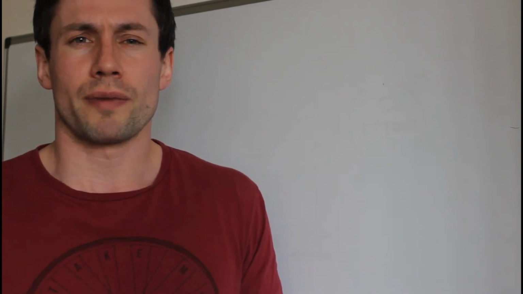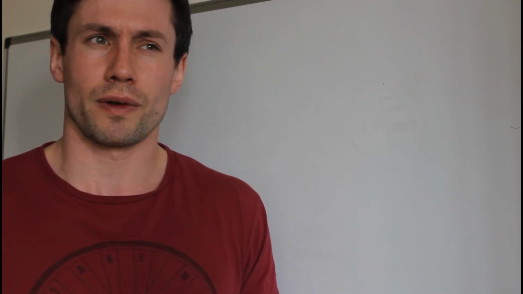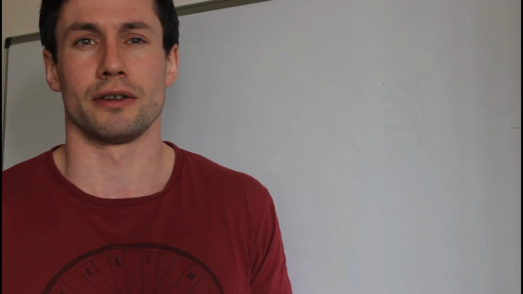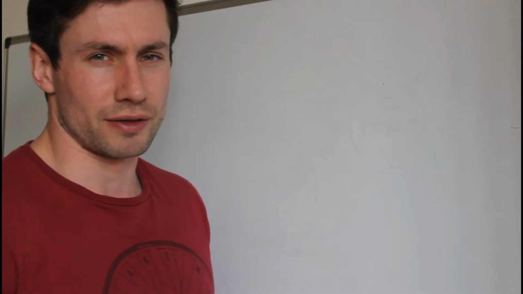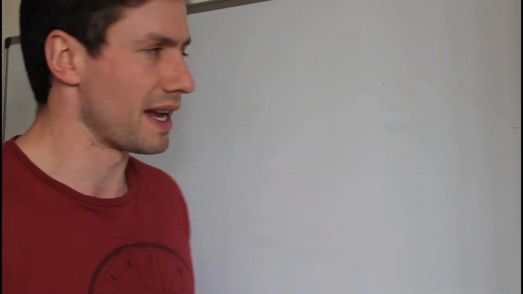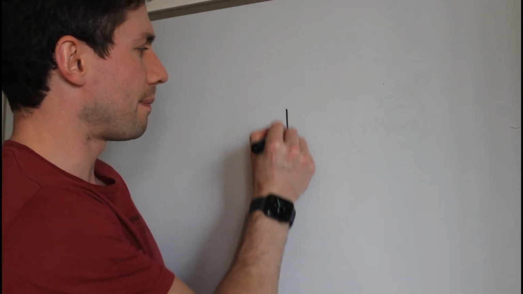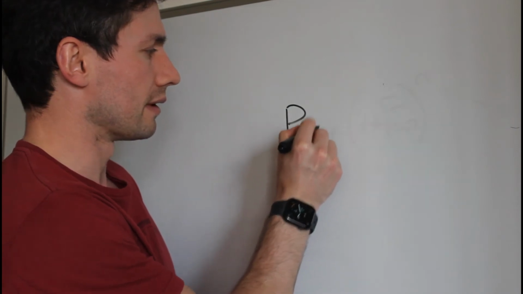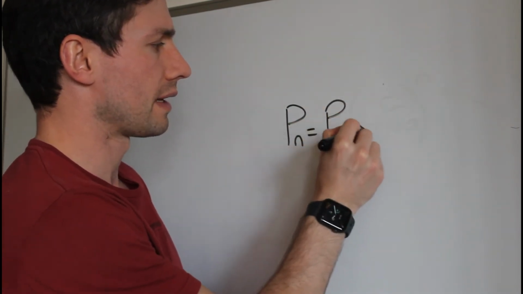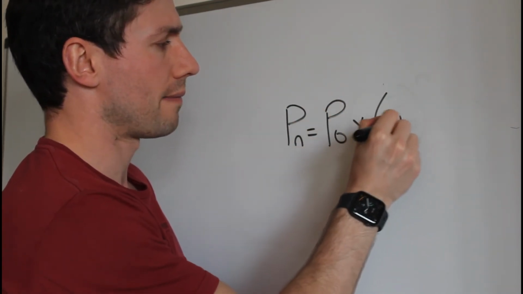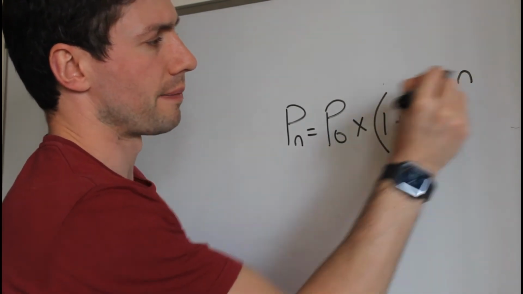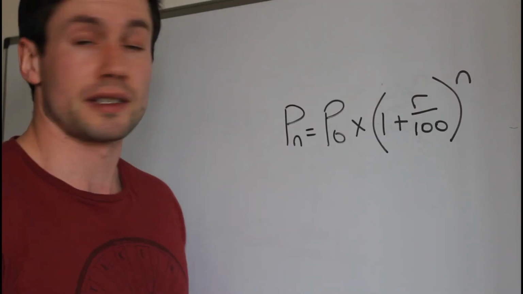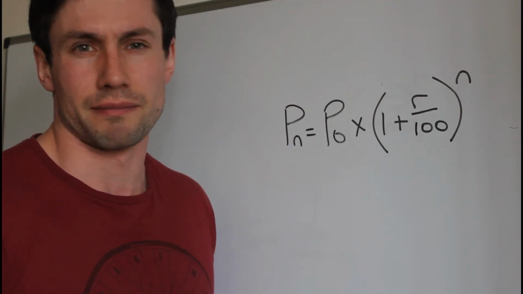Okay, so what about the formulas for these? Let's start off with the formula for compound growth or compound interest. This looks like a complicated formula, so let's go through what all the different letters mean. The formula is Pn equals P0 times (1 plus R over 100) to the power of n. The subscripts on these numbers are not meaningless.